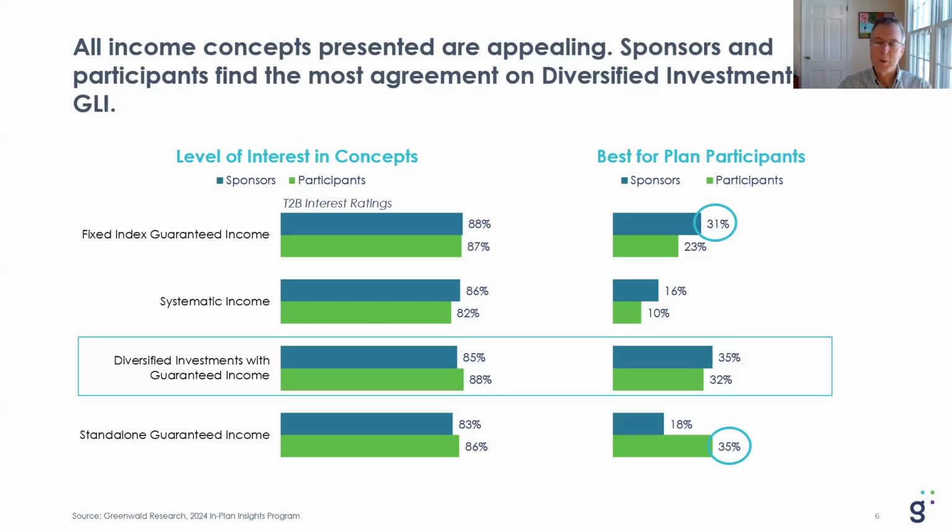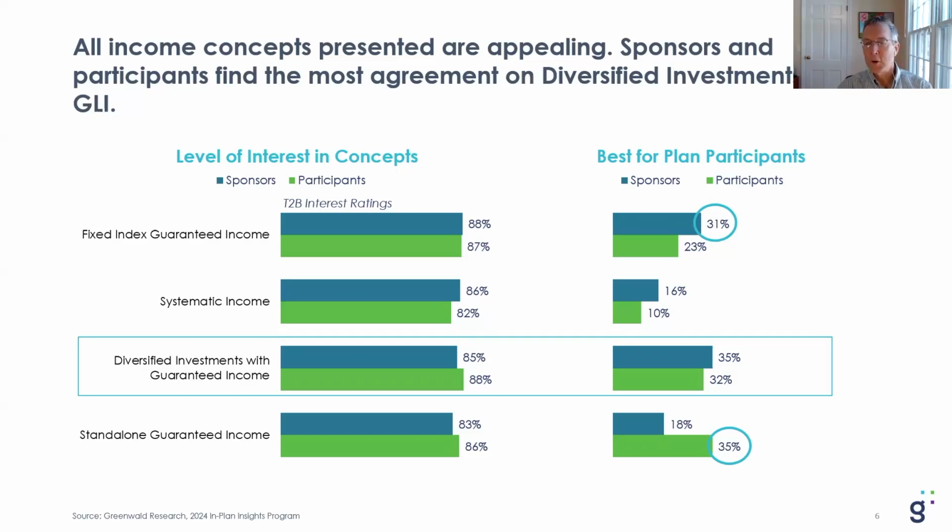Then we asked them a follow-up question and we say, okay, which of these do you think is the best fit for you, or best fit for your plan participants, if we're asking sponsors? And this year there really was no clear winner. Certainly among the plan sponsors, it was almost a tie between the diversified investments with guaranteed income and the fixed index guaranteed income at 35 and 31% respectively. And then for the plan participants, 35% preferred just the plain vanilla straight guaranteed lifetime income, but 32%, which isn't far from that, also liked the diversified investment one.